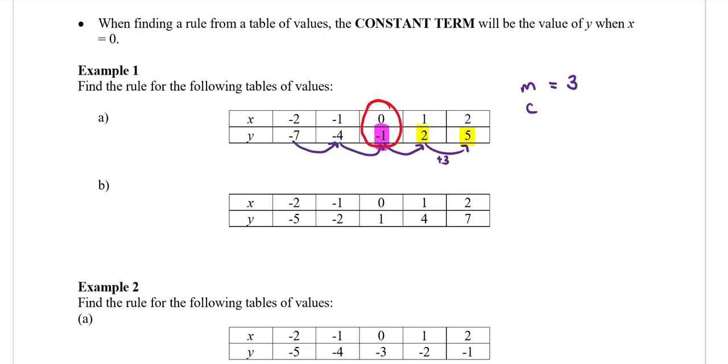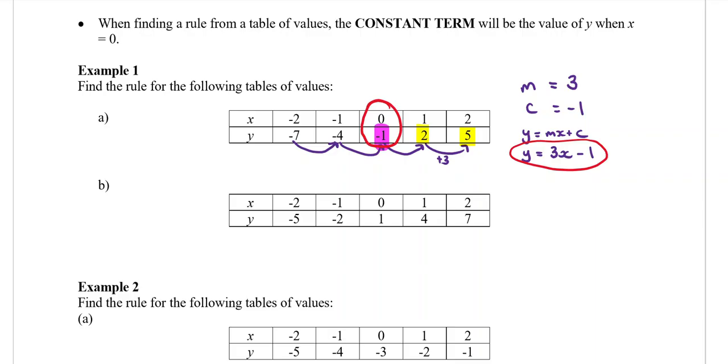So whatever is underneath that 0, in this case the -1, that is your y-intercept. Okay, so once you've found those values, you want to put them into y equals mx plus c. That means I'm going to have y equals, m was 3, so it will be 3x, and c was -1, so -1. And that is the rule that we're trying to find, y equals 3x minus 1.